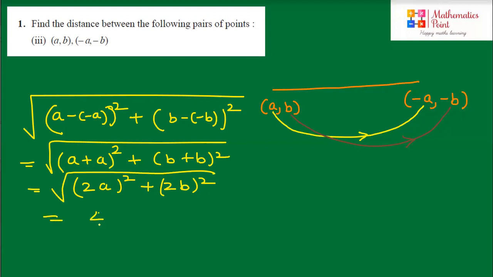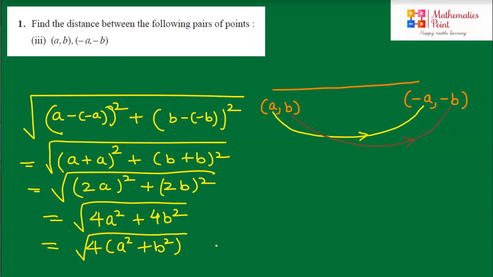which is equal to 4a square, and the square of 2b is 4b square. We can take 4 common. It will become a square plus b square under the square root. Now the square root of 4 is 2, so 2 will come out of the square root. So the distance between the given two points is 2 times square root of a square plus b square.